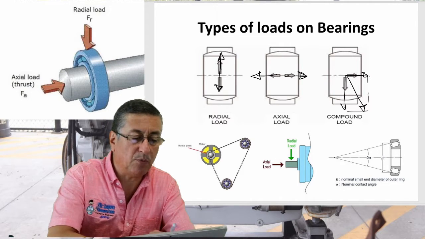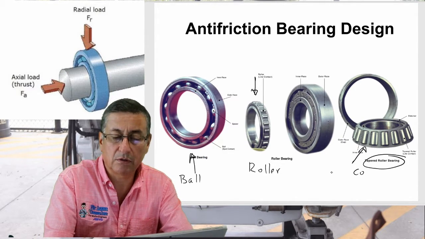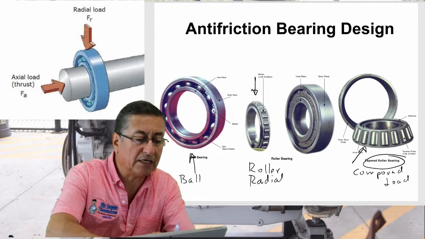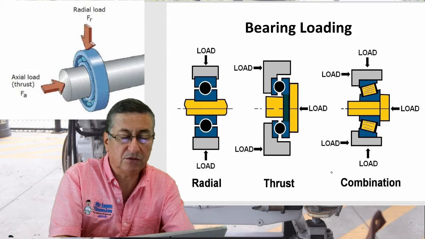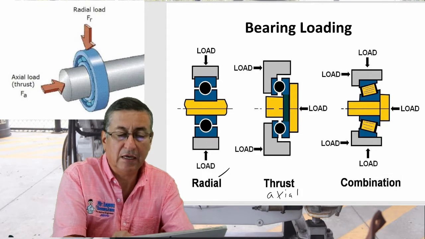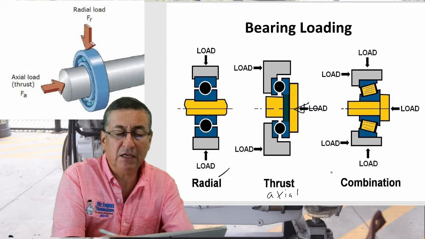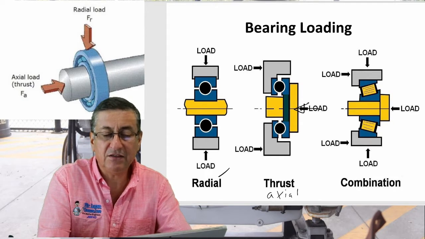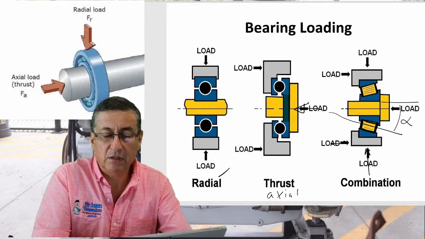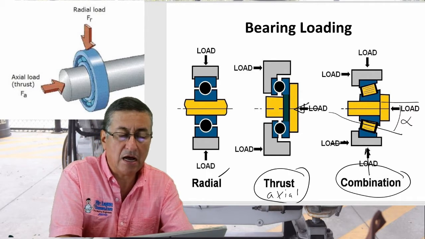For example, in this example, this is a compound load. And this is radial. And let me show you an example of axial. This is thrust, or axial, where the load applied is in the direction of the shaft. And this is a combination of loads: radial load with axial load. For that reason, the rollers are located with an inclination, with an angle. Those are combined thrust or axial and radial.